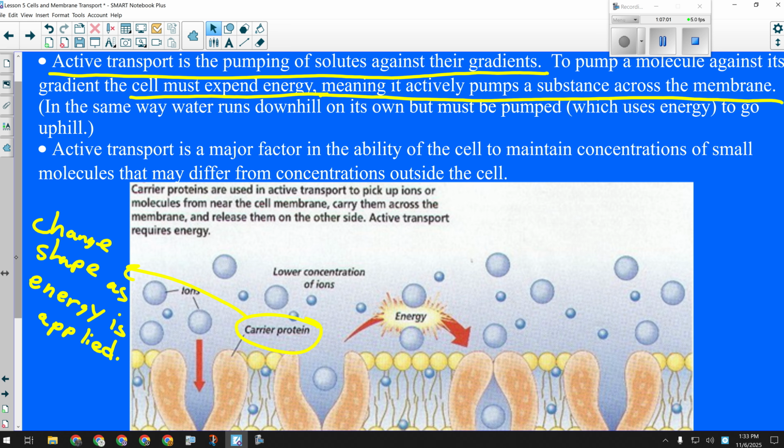So when you contract a muscle, the sodium and potassium switch places. That's what creates the electric potential that causes the muscle to contract. In order for the muscle to properly relax, those have to be pumped back the other way. So it takes a little bit of time.